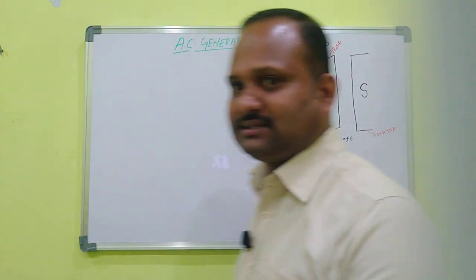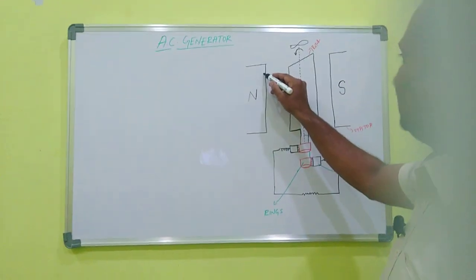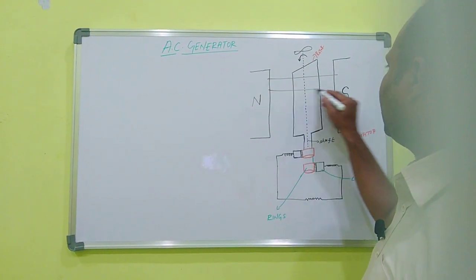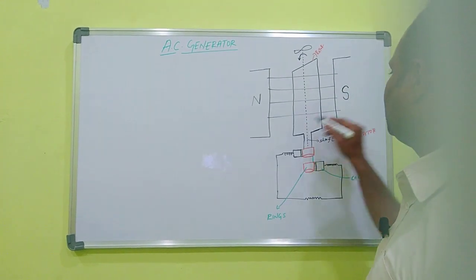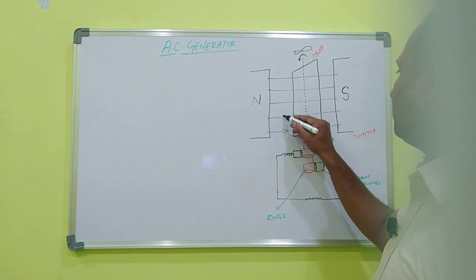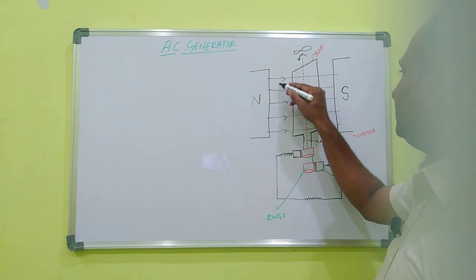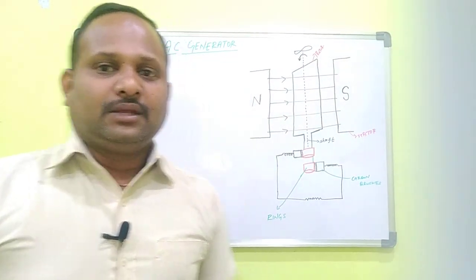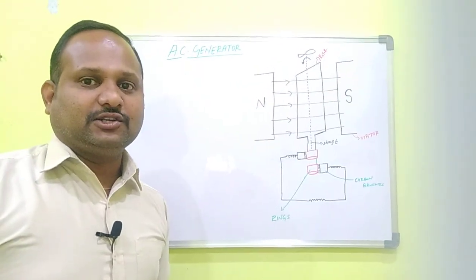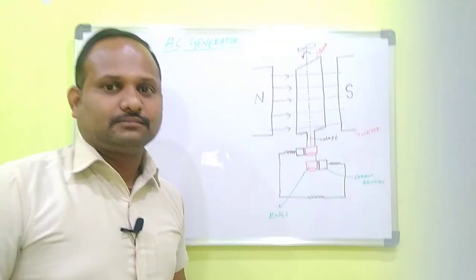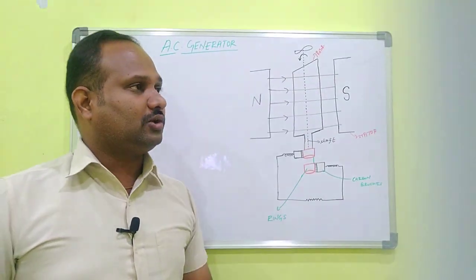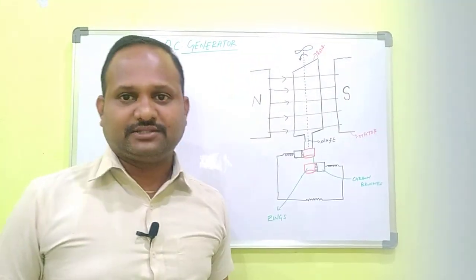So it provides a strong magnetic field. From north to south, a strong magnetic field is provided by the electromagnet. Here the electromagnet plays a vital role, because only electromagnets provide a strong uniform radial magnetic field.